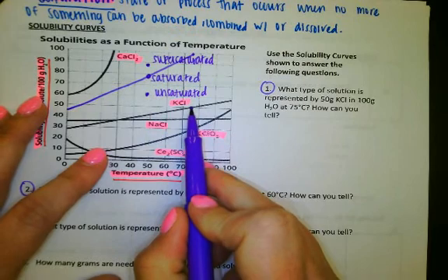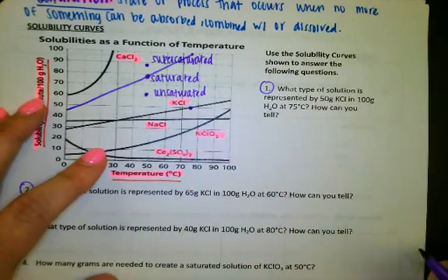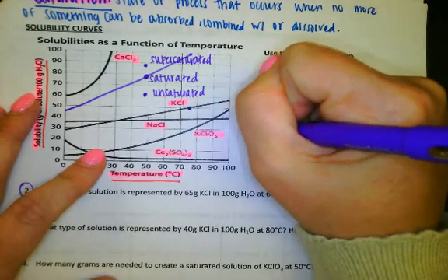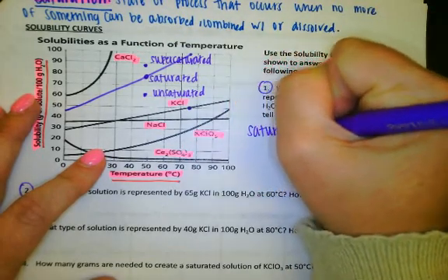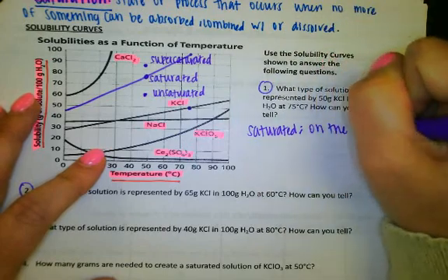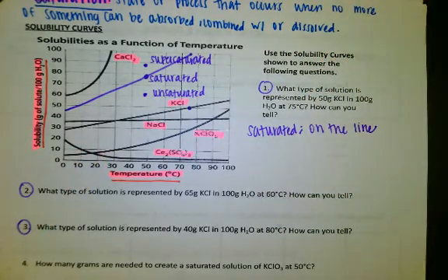So for KCl, if it's on the line, what type of solution is this? Saturated. And we can tell because it is on the line.